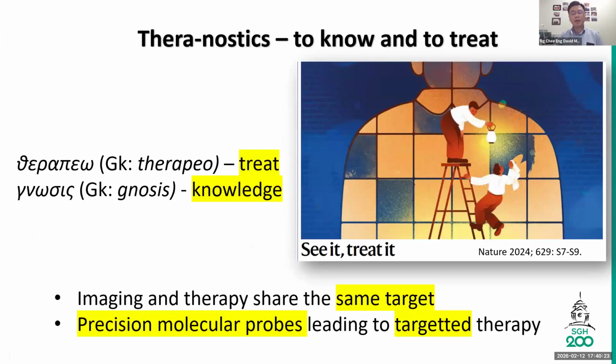The word theranostic is actually made out of two parts. It comes from two Greek words. The first word is therapeo, which means in Greek to treat, and that's how we get our English word therapy, to treat or to heal. The second word is noxis, which means knowledge. So when you add the two Greek words together, essentially theranostic means to know it, to see it, and to treat it. Alternative versions suggest that it is imaging and therapy sharing the same target. Or, a more general way, you can say precision molecular probes leading to targeted therapy.